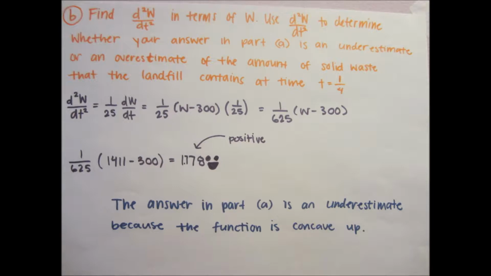Using this equation, we plug in the estimate from part A, which was 1,411, in for w. By doing so, we get 1.778, which is positive. Therefore, the second derivative is greater than 0, and the answer in part A is an underestimate because the function is concave up.